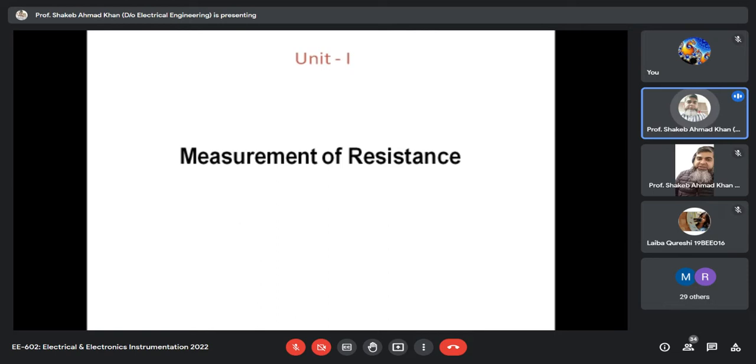And as you know, by using sensors we measure different kinds of parameters. So these methods are basically to measure the resistance of a resistive sensor, so that we can measure different parameters to which your resistive sensors are sensitive. So we'll discuss it, it will come.